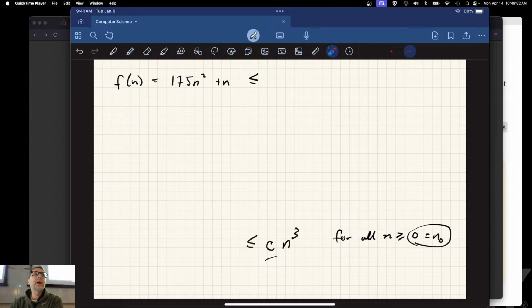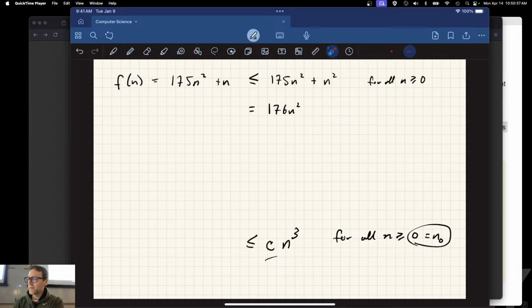But you can also multiply it by a variable. What if I just took this one right here? Is it true that n is less than or equal to n squared for all n greater than or equal to 0? Is that true? Absolutely. Is it true for negative numbers too? Yeah, but all we're dealing with are positive numbers because of input sizes. So this is less than or equal to 175 n squared plus n squared for all n greater than or equal to 0. Right? Well, now that's equal to 176 n squared. Okay?